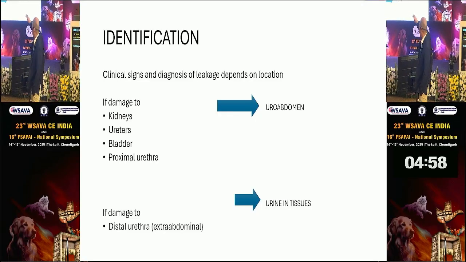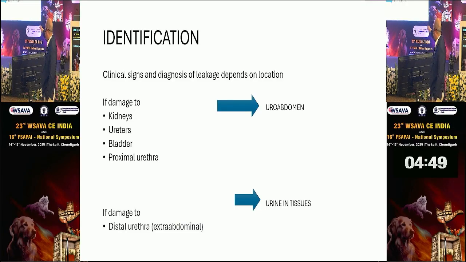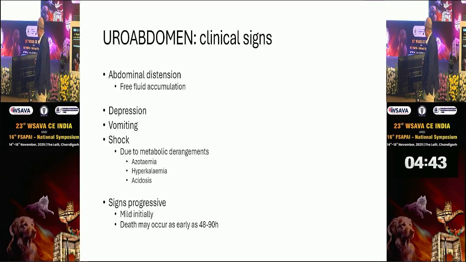If it's the kidneys or the ureters, you may get retroperitoneal accumulation of fluid. If it's the bladder or proximal urethra, it might be a true uroabdomen. If it's the distal urethra, you might see tissue necrosis. So again, it's not always a uroabdomen that you see.